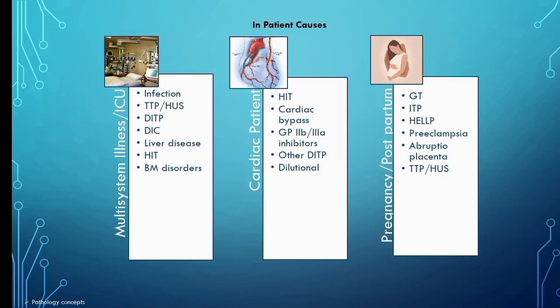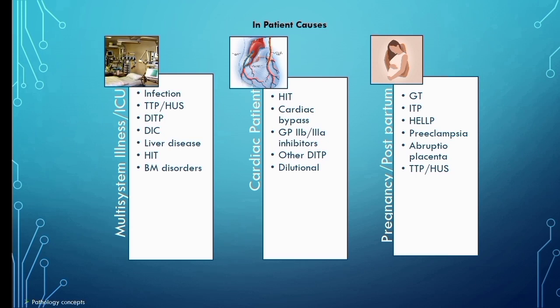Let's see inpatient causes. First is multisystem illness or in the ICU, when the patient is in ICU. And then the causes of thrombocytopenia in such type of patients are infection, TTP or HUS, DITP, DIC, liver disease, HIT means heparin-induced thrombocytopenia or bone marrow disorders.